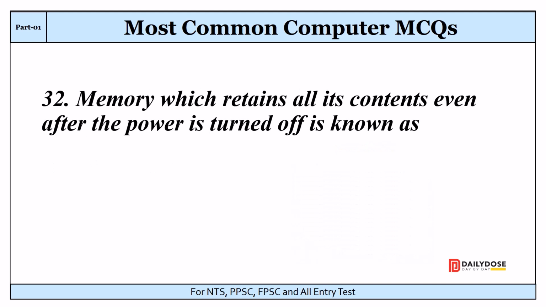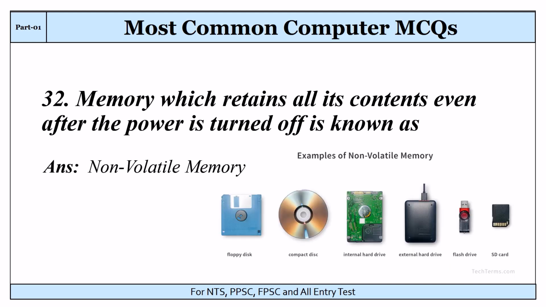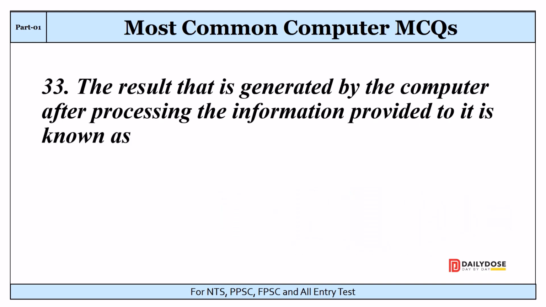Memory which retains all its contents even after the power is turned off is known as non-volatile memory. And these are examples of non-volatile memory: floppy disk, compact disk, which is also known as CD, internal hard drive or hard disk, external hard drive, flash drive, SD card or memory card. These all are non-volatile memory.